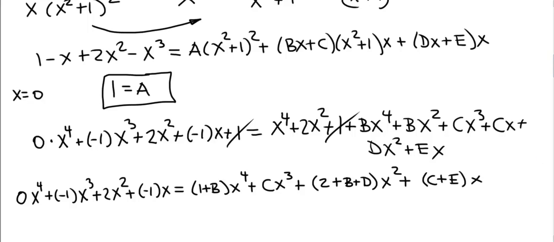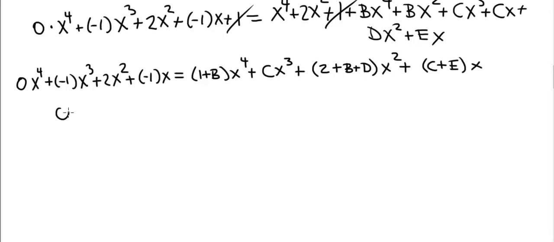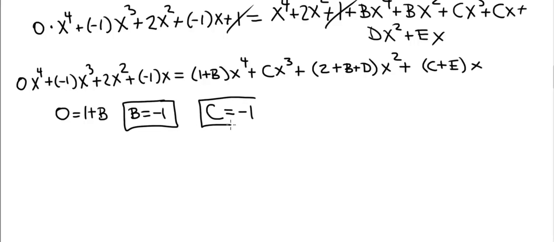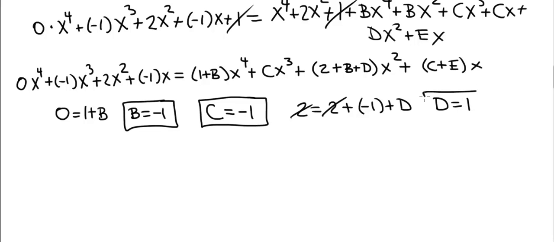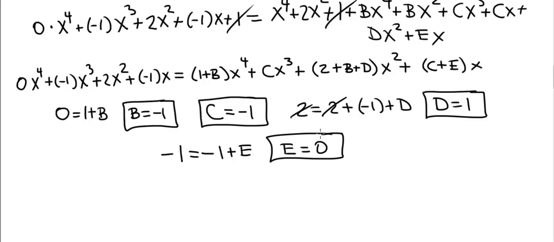And now let's match the terms. 0, which is the coefficient of x to the fourth on the left, must equal 1 + B, and that gives us B equals minus 1. Then the only coefficient of x cubed on the right is C, and on the left it's minus 1, so C must be minus 1. Then the coefficient of x squared on the left is 2, equals 2 + B, B is minus 1, plus D, so the 2's cancel, and therefore D must be 1. The coefficient of x on the left is minus 1. On the right it's C + E, but C is minus 1, plus E, and that gives us E equal to 0. So we found all 5 of the coefficients A, B, C, D, and E.